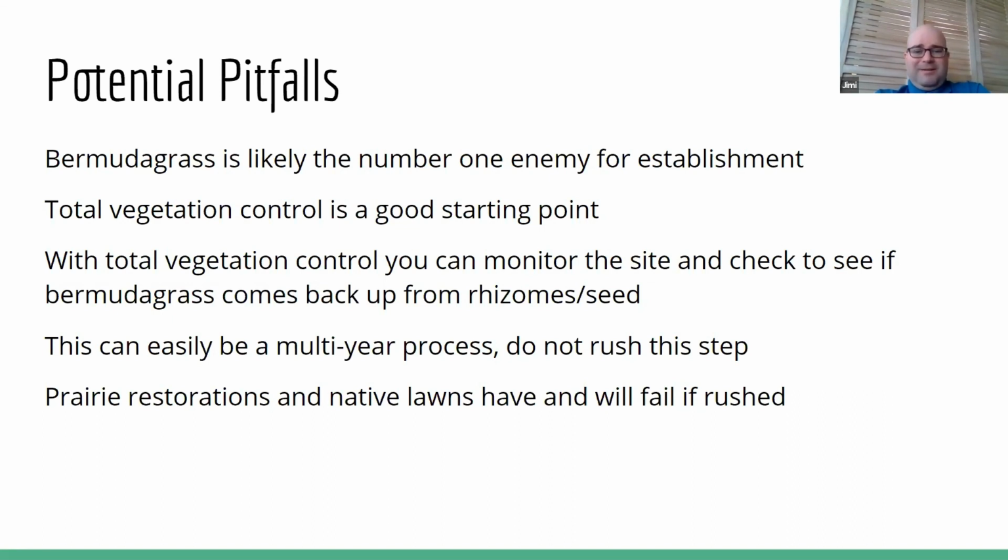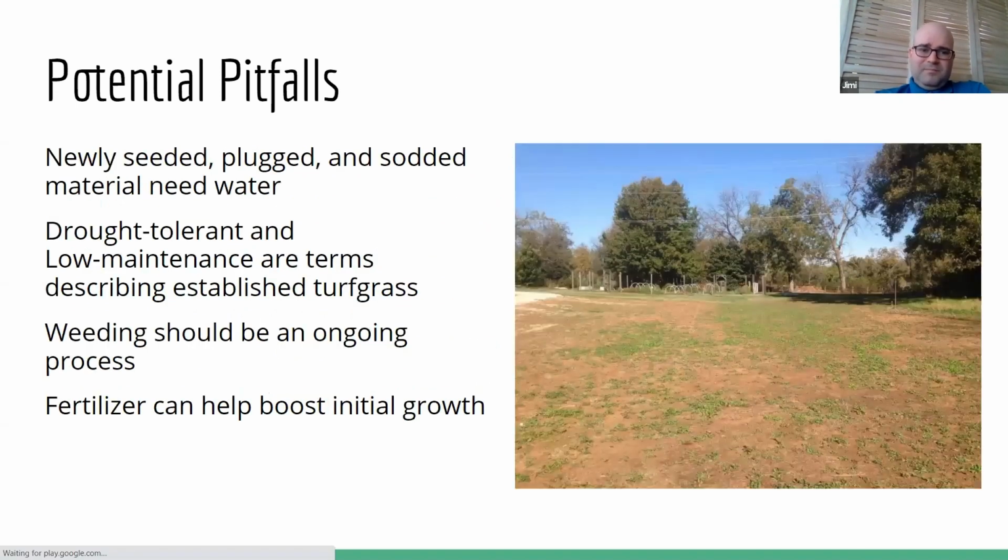This can easily be a multi-year process, and I would not rush the establishment of the base or the initial setup of these small pocket prairies or prairie gardens. Prairie restorations and native lawns have and will fail if rushed, because once Bermuda grass and Buffalograss, or even Dallisgrass or a common weed like goosegrass, crabgrass, or some of the broadleaves takes over a percentage, if there's just too much of it, you're always going to be playing catch up.